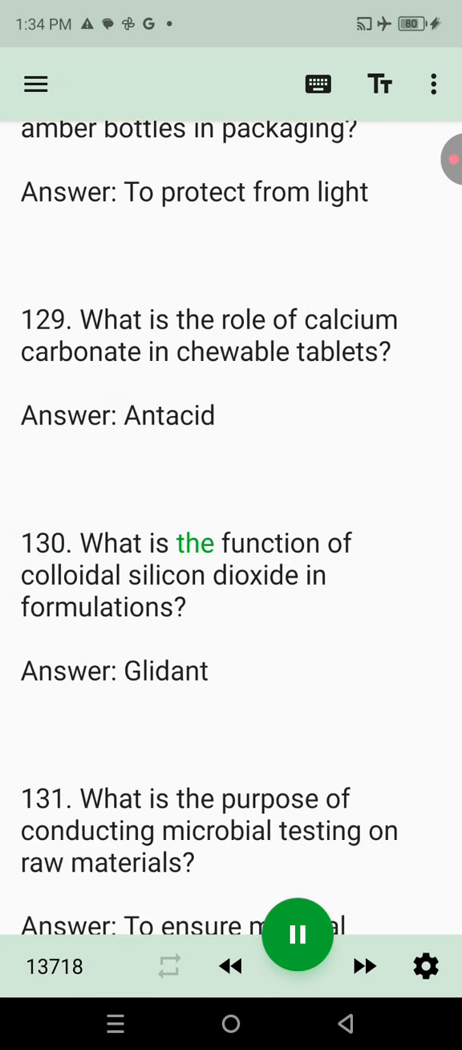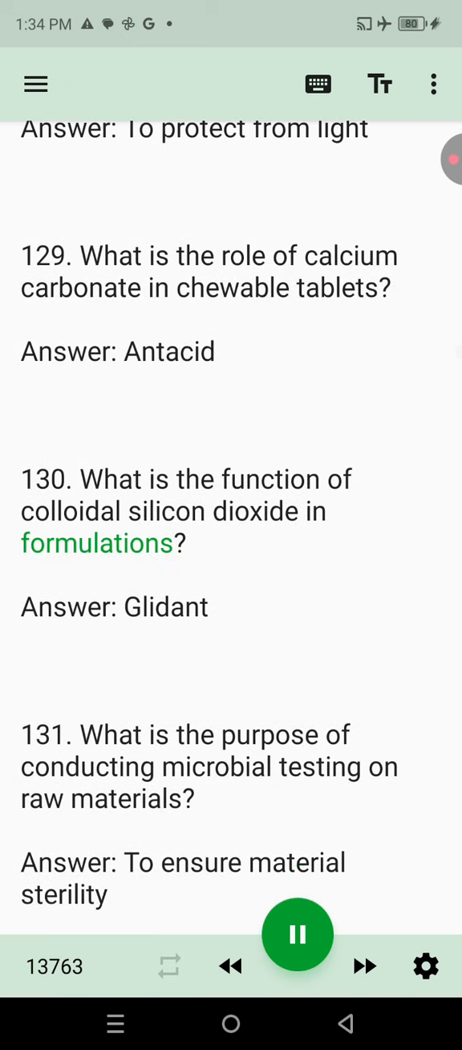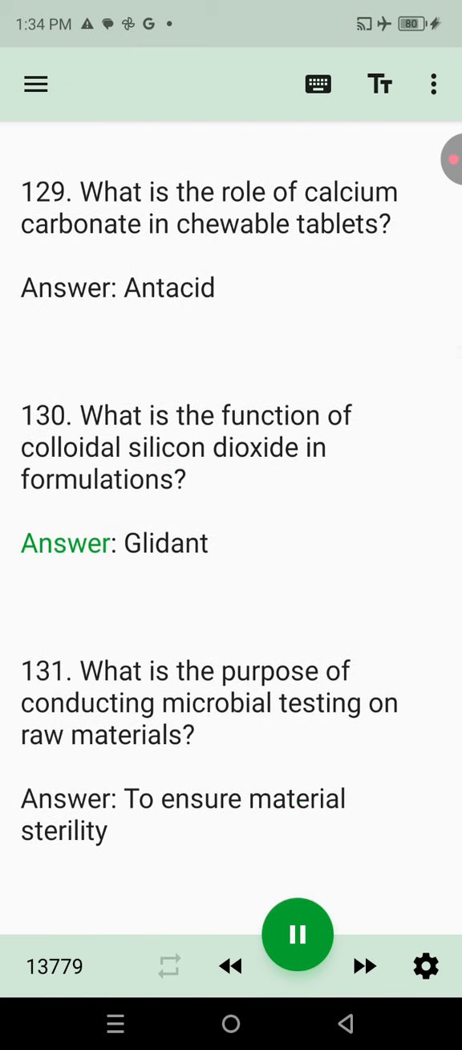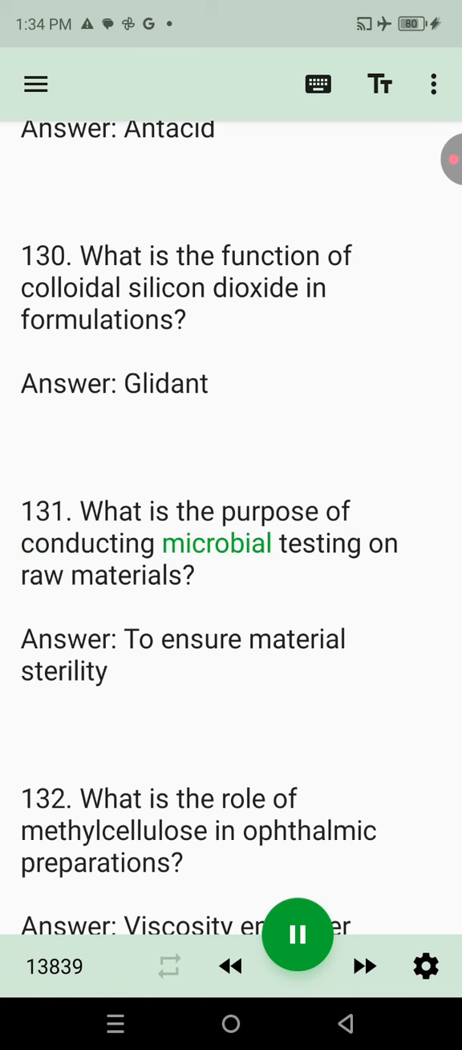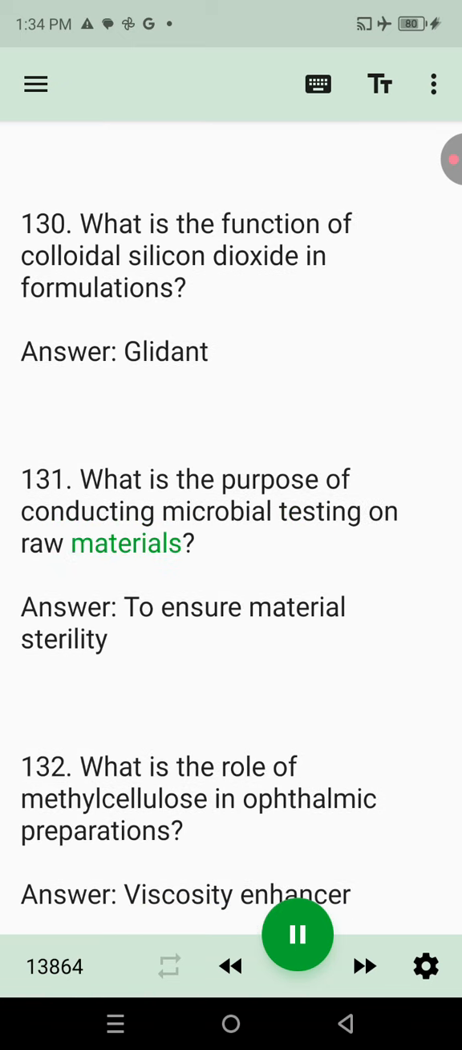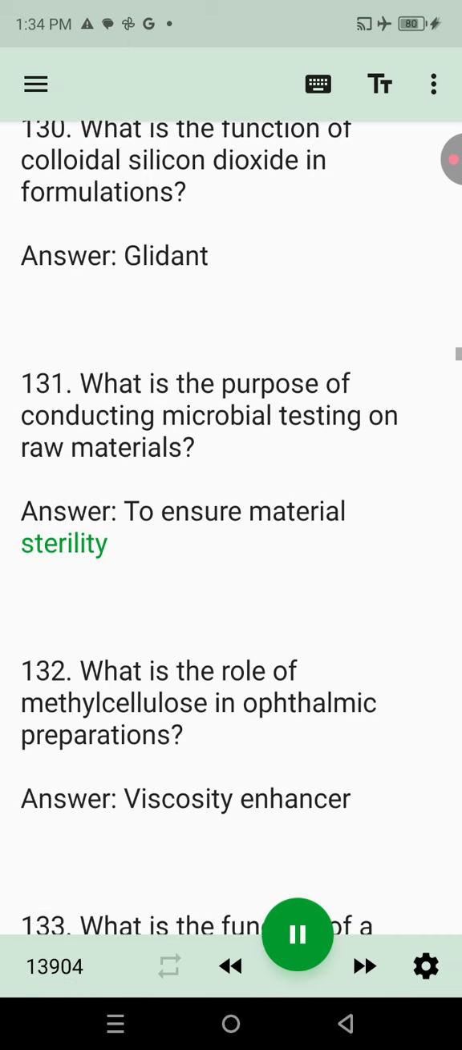130. What is the function of colloidal silicon dioxide in formulations? Answer: glidant. 131. What is the purpose of conducting microbial testing on raw materials? Answer: to ensure material sterility.